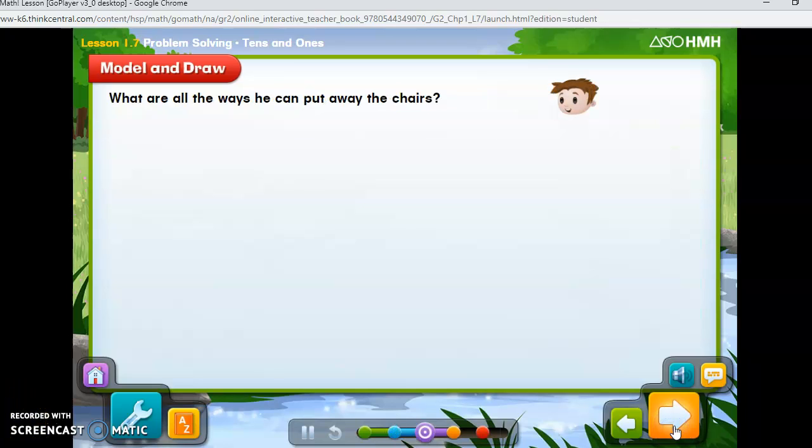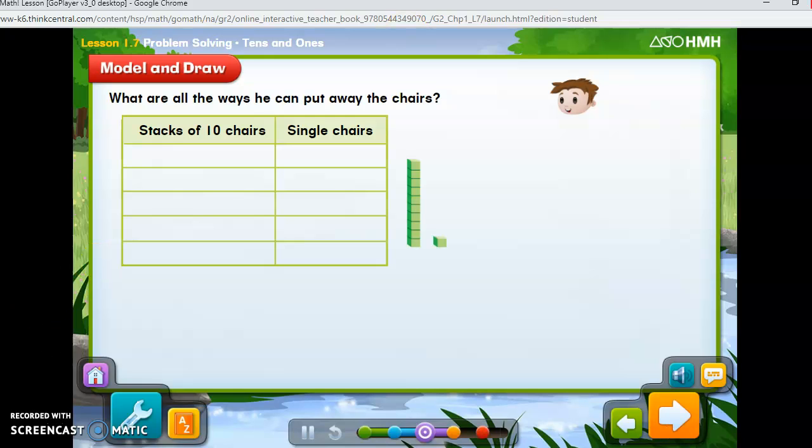Mr. Winter is putting away 46 chairs. He can put away the chairs in stacks of 10 or as single chairs. What are all the ways he can put away the chairs? Let's use a table and base 10 blocks to help us solve the problem. Then we'll use patterns to solve the problem.